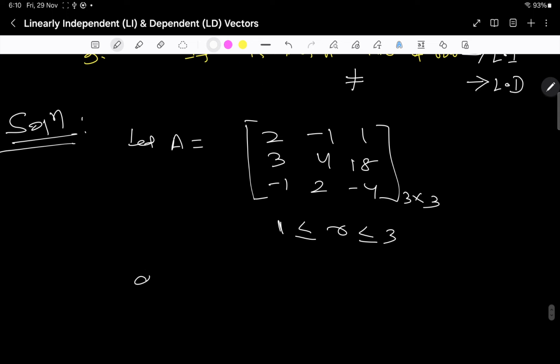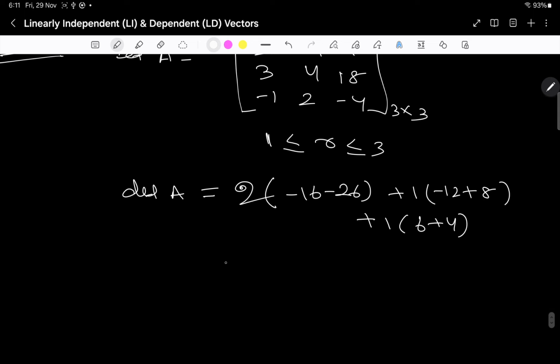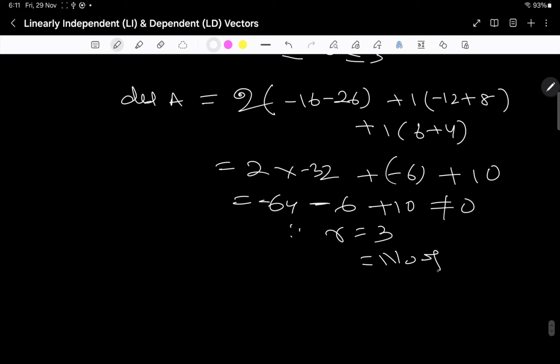Now I find just the determinant of A. It is 2 into minus 16 minus 26 plus 1 into minus 12 plus 8 plus 1 into 6 plus 4. If I simplify it, it is 2 into minus 32 plus minus 6 plus 10, so 64 minus 64 minus 6 plus 10, which is not equal to 0. Therefore my rank is equal to 3, which is equal to the number of row vectors.